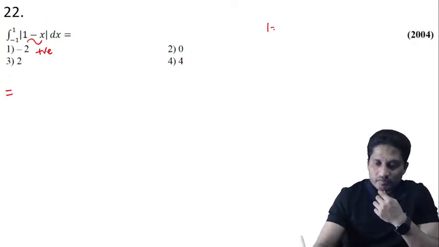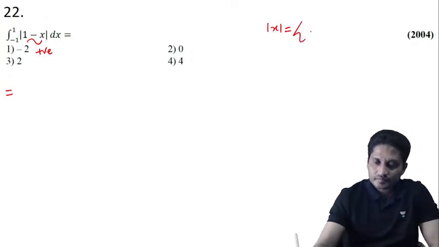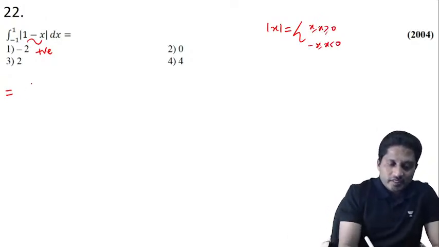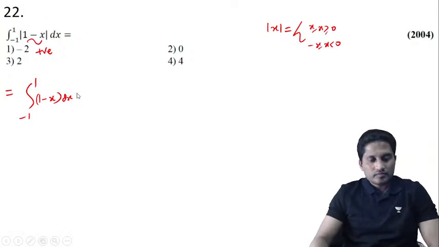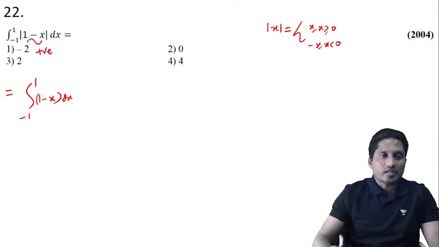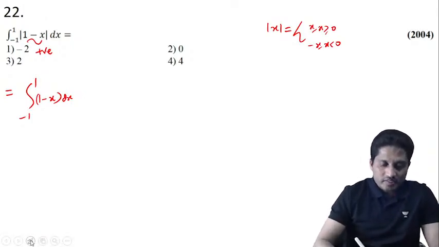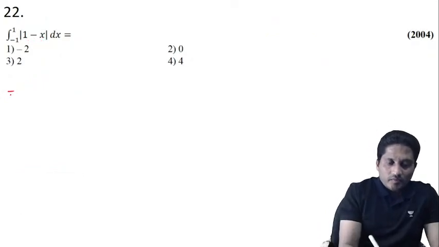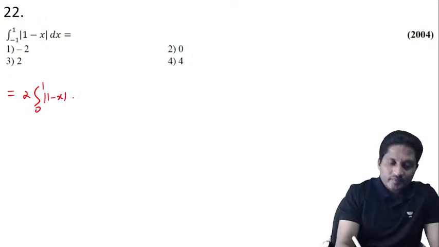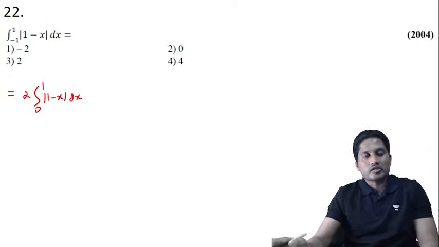So mod x is x when x is positive, and minus x when x is negative. So this is integration of minus 1 to plus 1, 1 minus x dx only. Alright, or you can do in another way. Mod is always an even function, right? Minus a to plus a, I can write 2 times 0 to 1 modulo 1 minus x dx. Isn't it, guys? Because mod is always an even function.